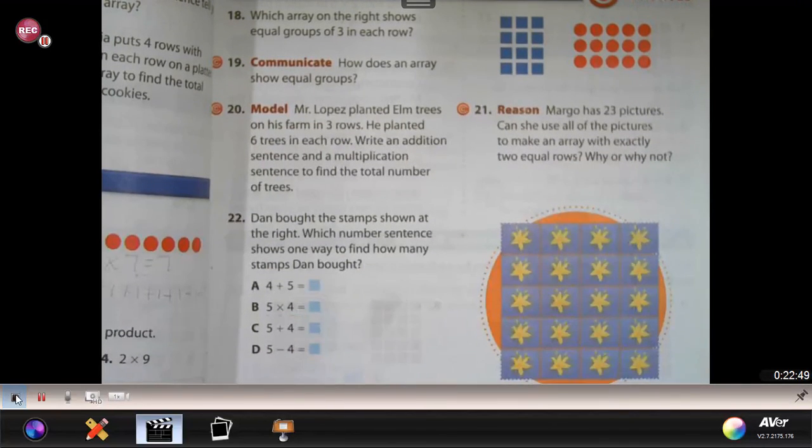So those are the ones that we're going over today. We will be working with lesson 4-3 on Thursday. And let's keep working on those math facts. Have a great afternoon.